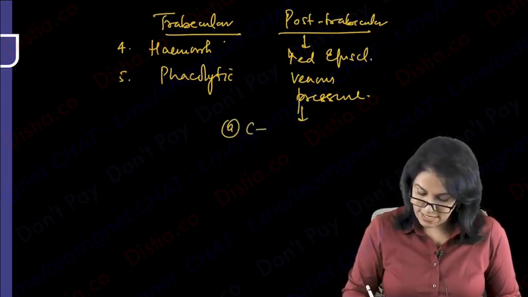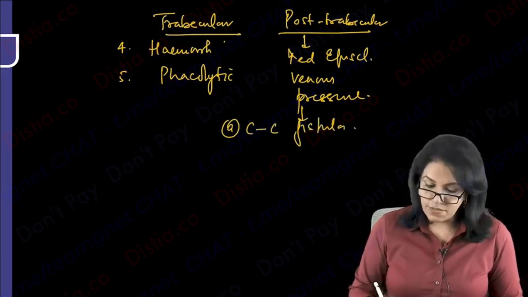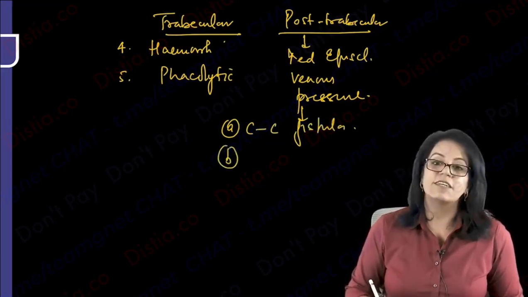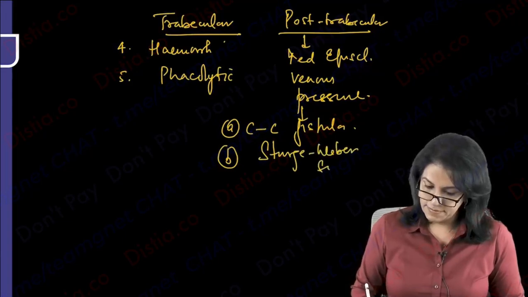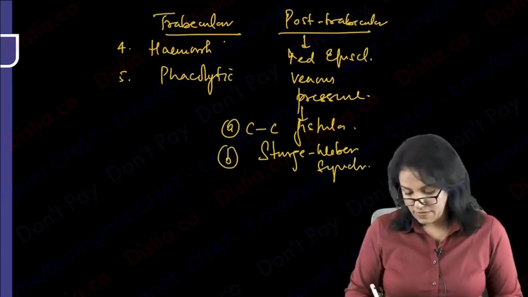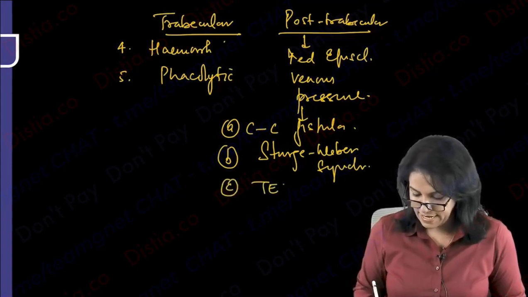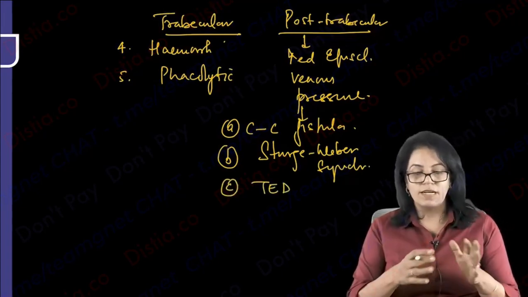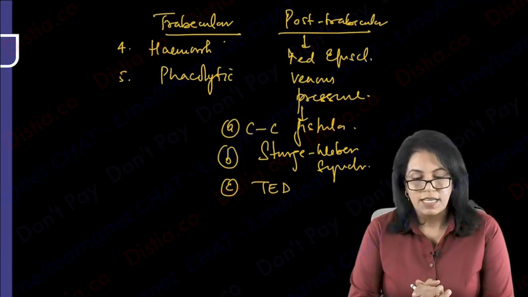Carotico-cavernous fistula, CC fistula, number 1, isn't it? What else is very important for us to learn is Sturge-Weber syndrome. Right? And of course, even thyroid eye disease. Now, I don't want you to mug up the list or anything. It's just for your understanding about the classification.